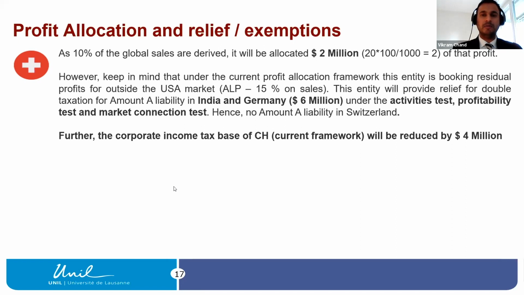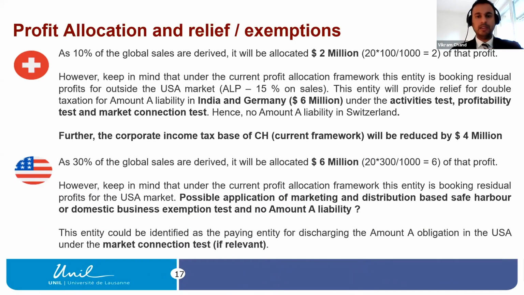So essentially, in Switzerland, there would be no AmountA liability, because you've paid around 6 million in India and Germany of AmountA. So in Switzerland, you have a 2 million liability, and you have 4 million of excess AmountA tax. And this amount would further reduce the corporate income tax base of Switzerland under the current framework, assuming that the exemption method is being chosen here.